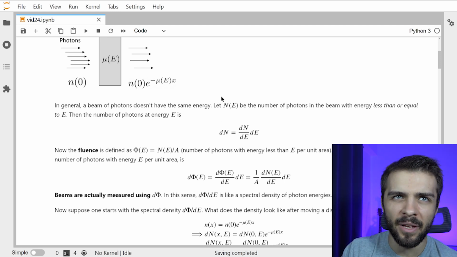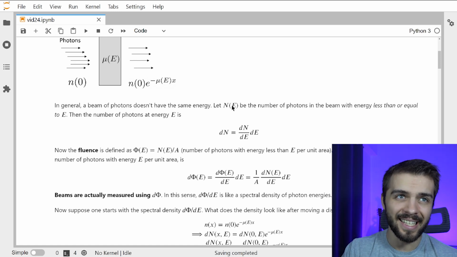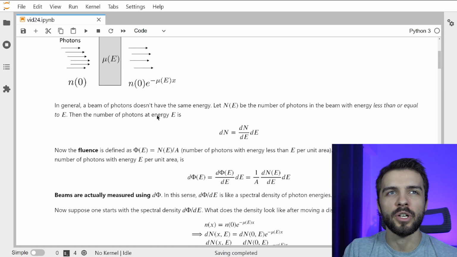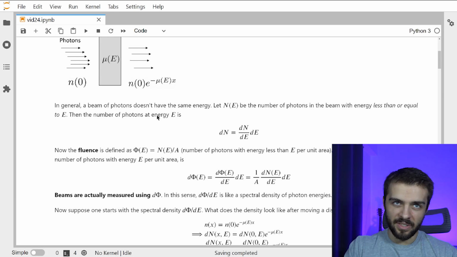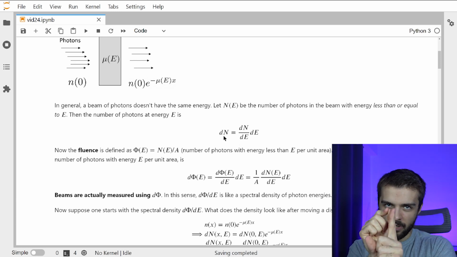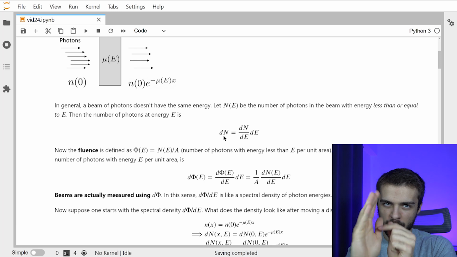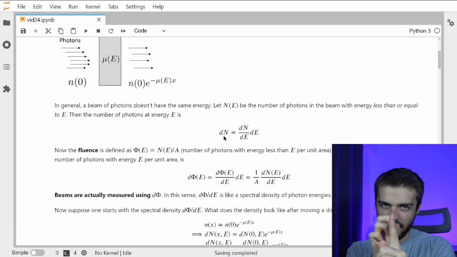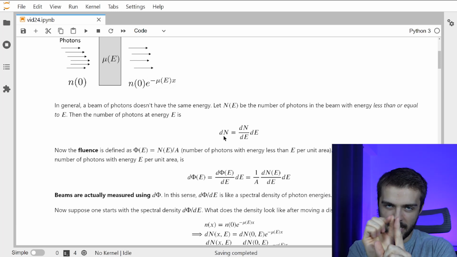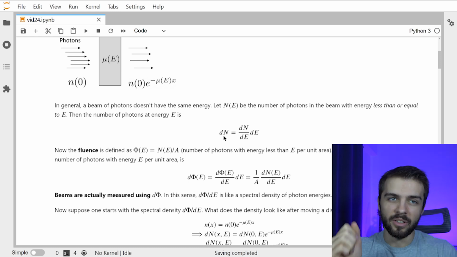So you define N of E as the number of photons with energy less than or equal to E. So the number of photons with energy E is dN. It's like the number of photons with energy less than this E, the difference between that and a slightly higher N. And so that's dN. So it's an infinitesimal quantity, and that gives you how many photons are with that particular energy.